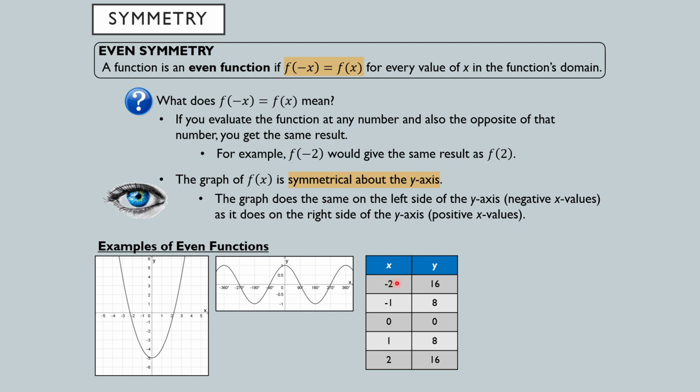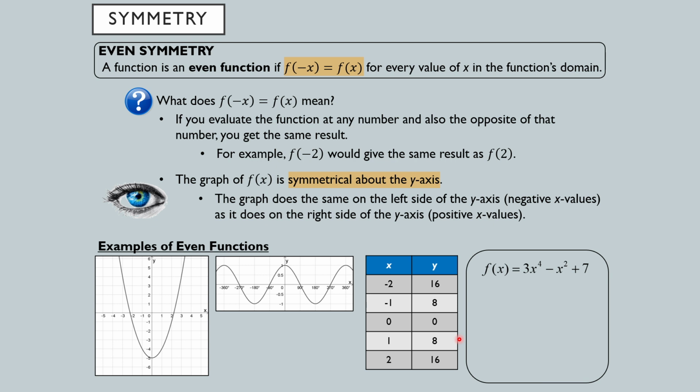We can see it in table form too. Notice -2 for x gives us a y value of 16, and so does +2 for x. That also happens for -1 and 1 for x. We get the same y value of 8. So the same thing is happening on the left and right sides of the y-axis here. And of course, the y-axis is where we have an x value of 0. So this is an even function.